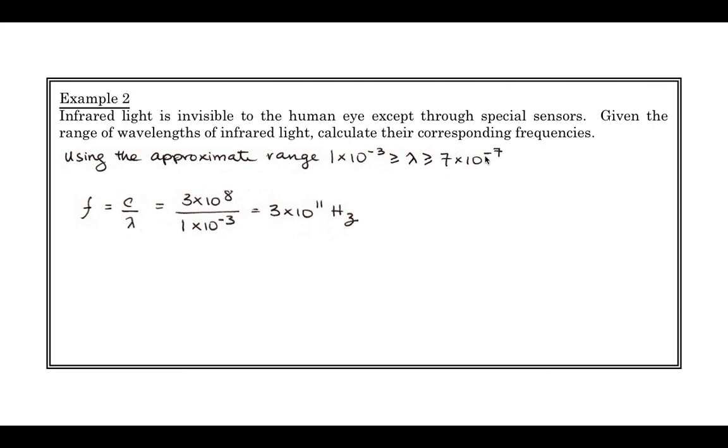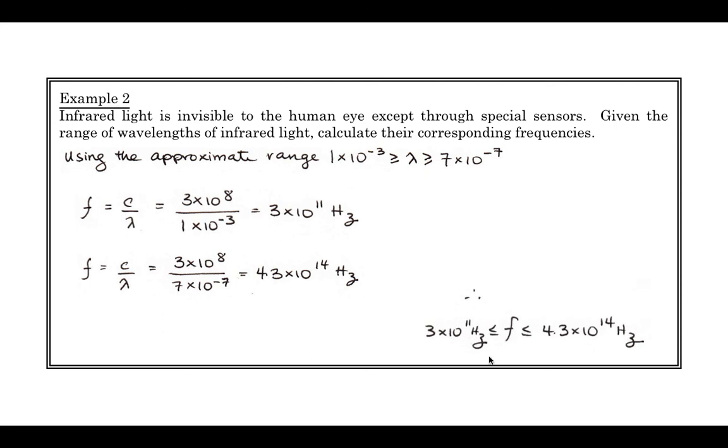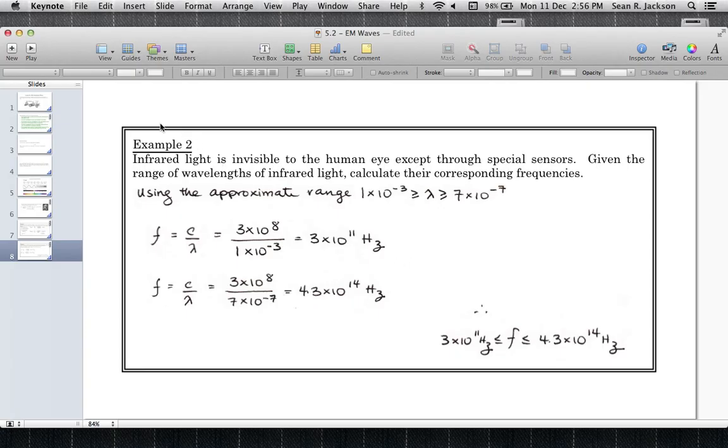Now we're going to shift and we're going to do this one. Same calculation, 3 times 10 to the 8th, divided by 7 times 10 to the negative 7, and we get 4.3 times 10 to the 14th. And we'll put that into one of these relations. The frequency is greater than or equal to 3 times 10 to the 11th, but less than or equal to 4.3 times 10 to the 14th hertz, approximately. And that is the end of lesson 1B.